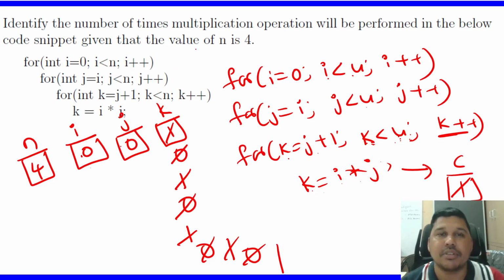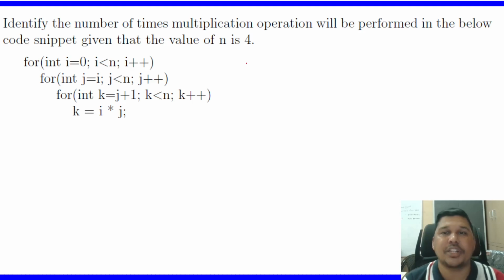So the number of times the multiplication operation is performed will be infinite. Why? See, I am updating this k value, k equal to i into j. It is becoming 0 because i and j are 0 initially. So it keeps on repeating like this, right? So the number of times the multiplication operation is repeated is infinite here. Okay.